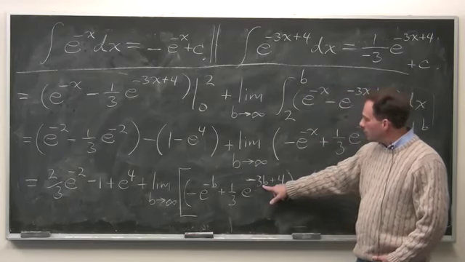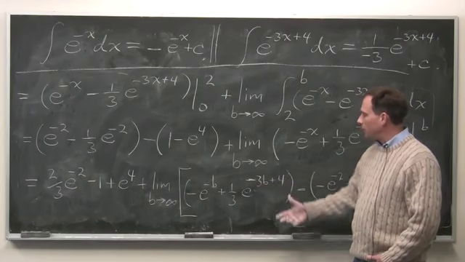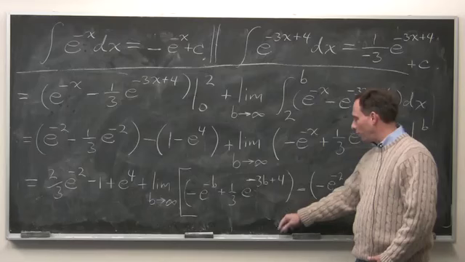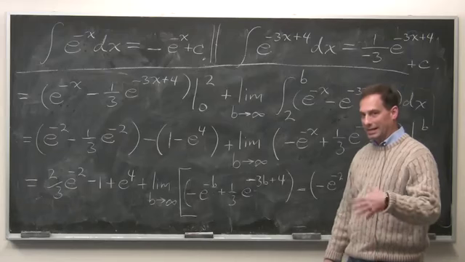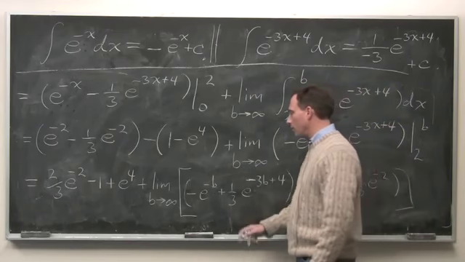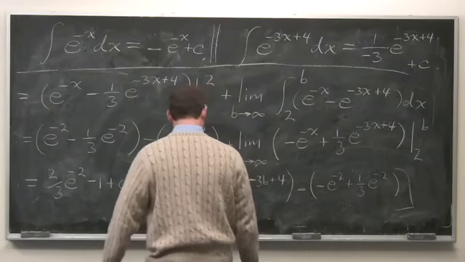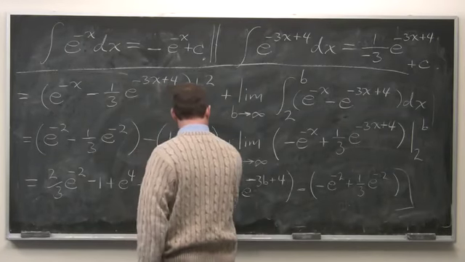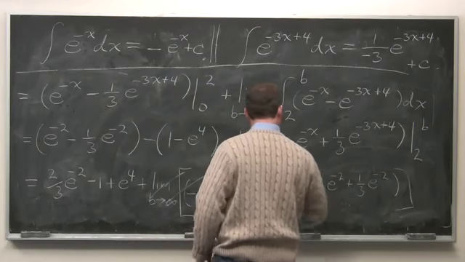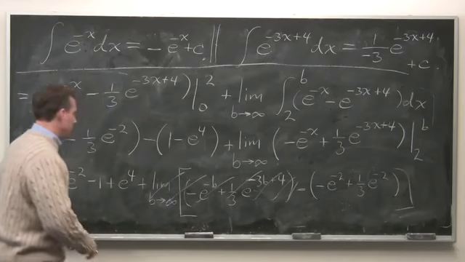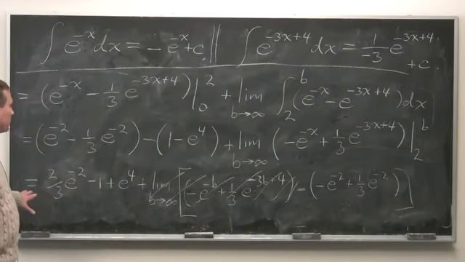Same thing happens here. As b goes to infinity, minus 3b goes to negative infinity, plus 4, it still goes to negative infinity. So you once again get e to the negative infinity, which goes to 0. So you're left with this part, this whole part goes to 0. So yes, the area exists. You get a number, it's finite.